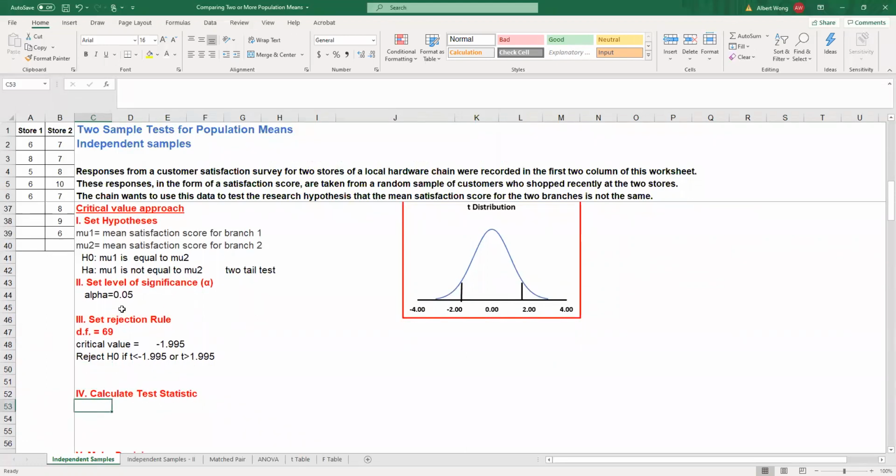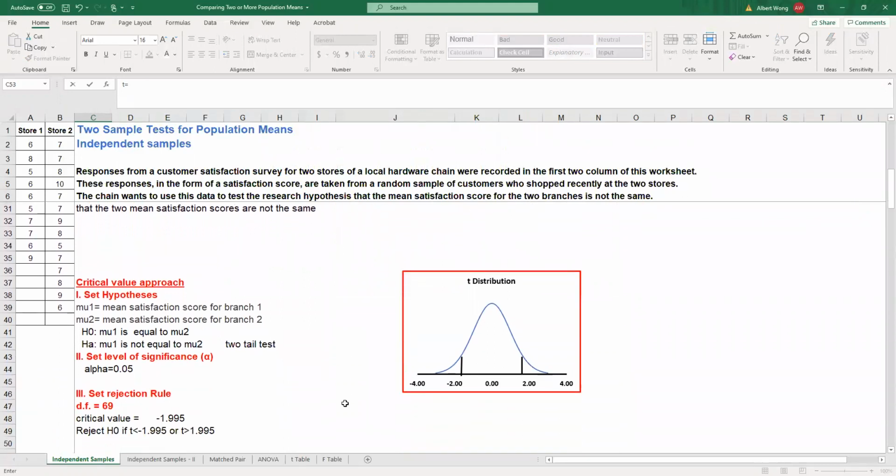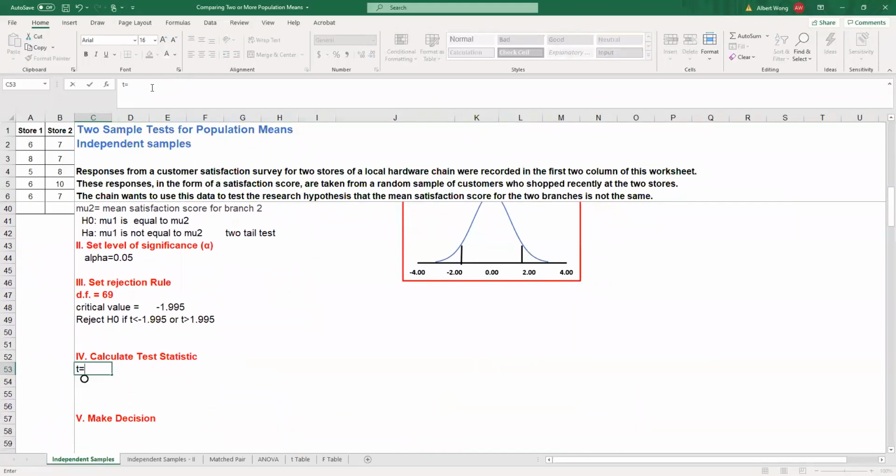And the test statistic, of course, is calculated as we have done. The test statistic is negative 1.389. And now we are in a position to make decisions. If you compare this number, this is the rejection area, and negative 1.389 is here, and negative 1.389 is not in the rejection area, so we do not reject.